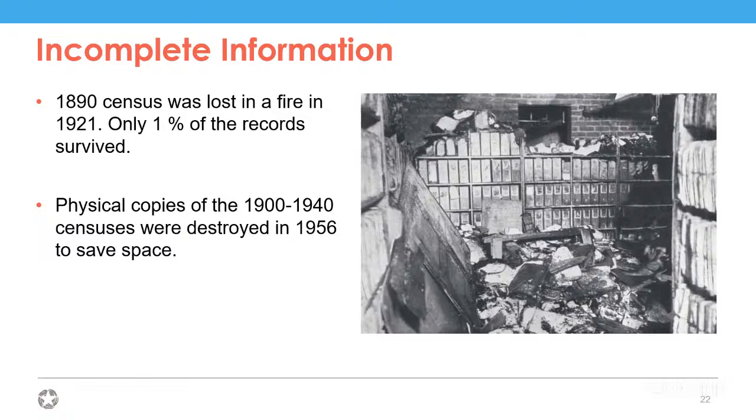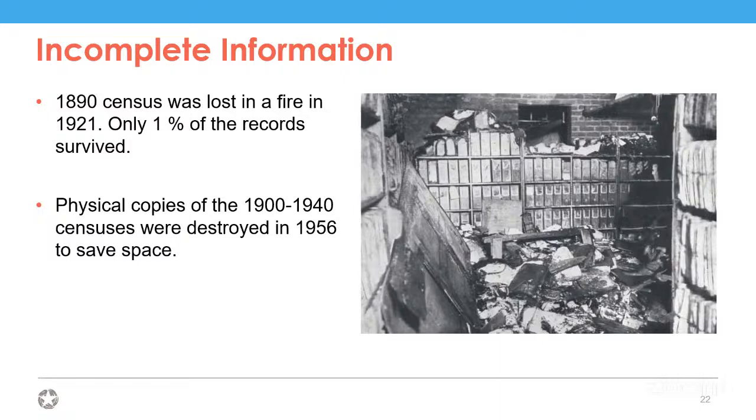And just to give you an idea of what was left, 1% is about 6,000 individuals, where the population of 1890 was 63 million. So it is a big loss, a big hit.